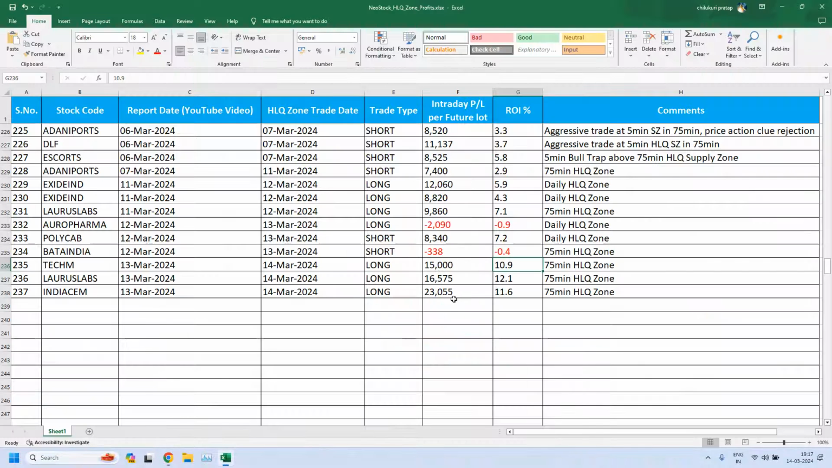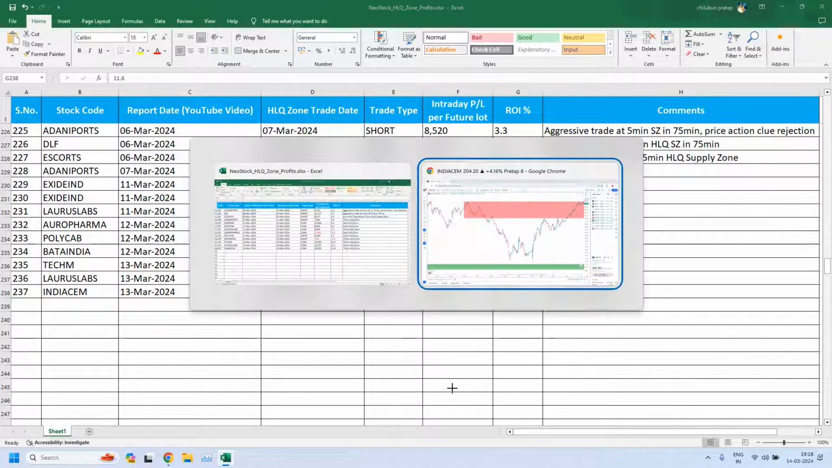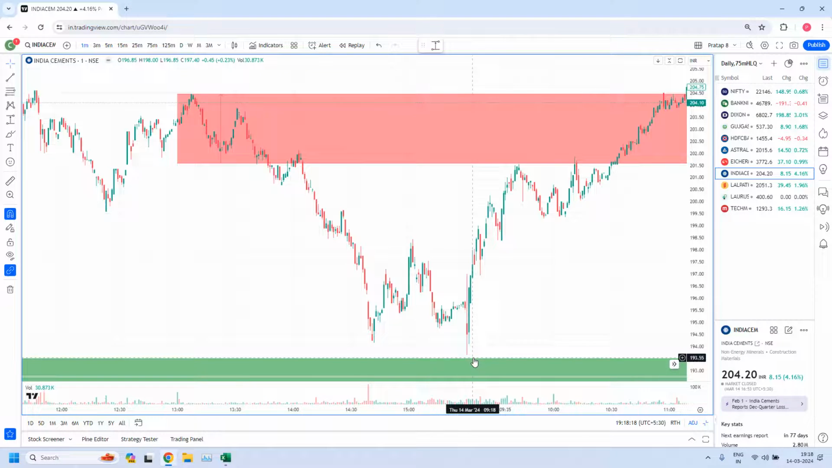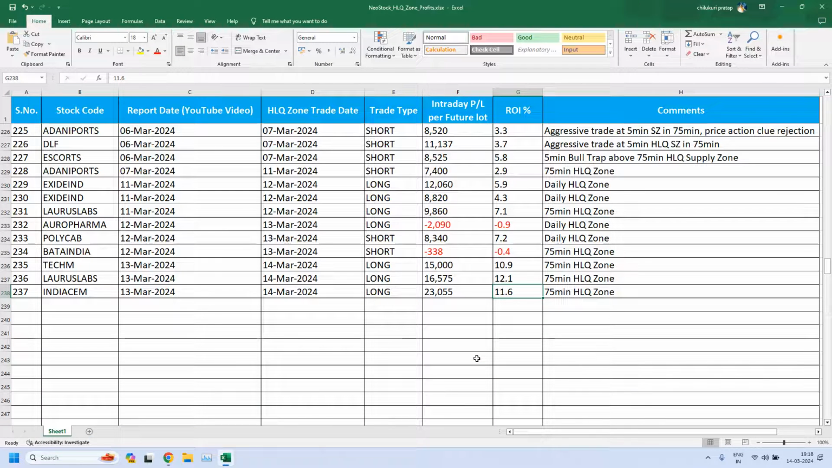So India Cement has given 23,055 rupees profit, which is 11.6% ROI. I calculated from this buffer area onwards. The 15 paisa buffer, I added 15 paisa buffer. That is 0.1% of the price, the proximal entry price. That's it.